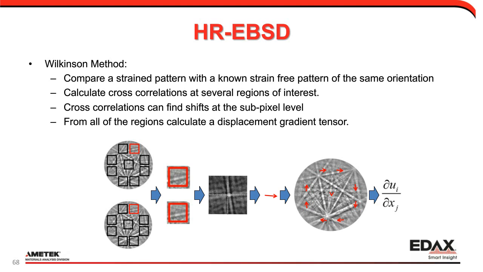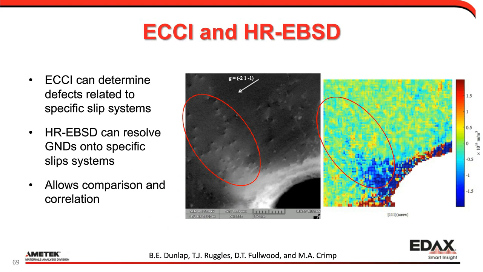And so if we do this type of work on the same sample, so correlating now the EBSD and the HR EBSD with the ECI, with the ECI, we can find the defects related to a specific slip system. With HR EBSD, we can resolve the geometrically necessary dislocations along specific slip systems, and then we can go and start to compare the 2 images from the same areas to see how they represent the same deformation structures.